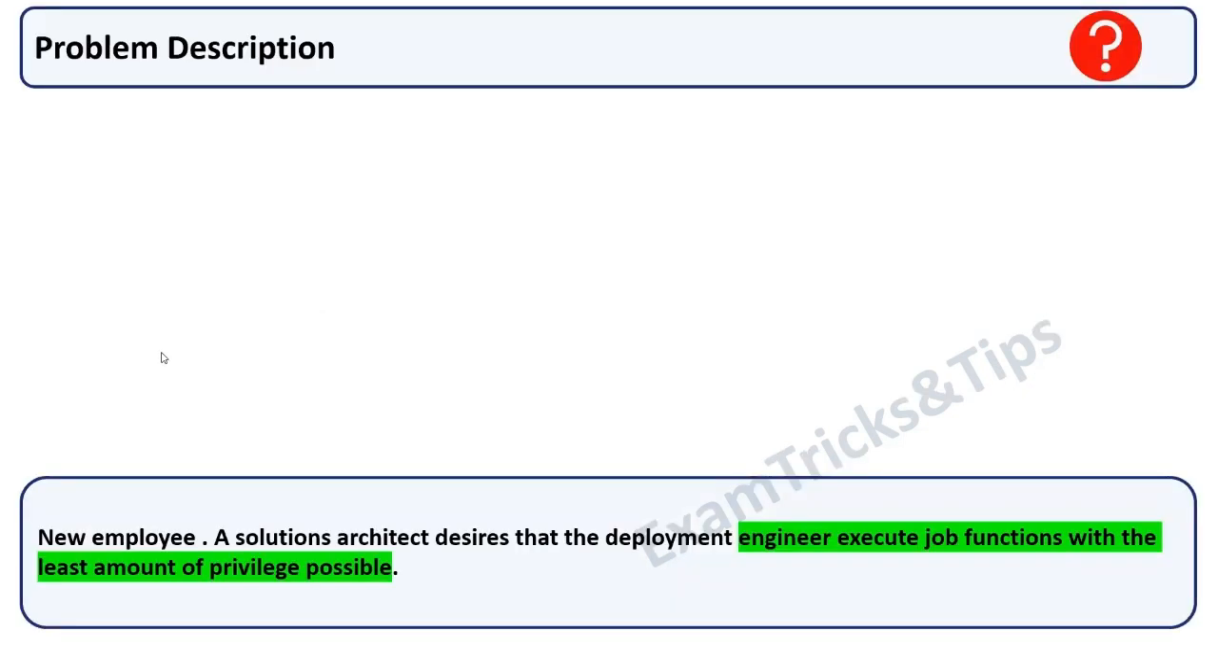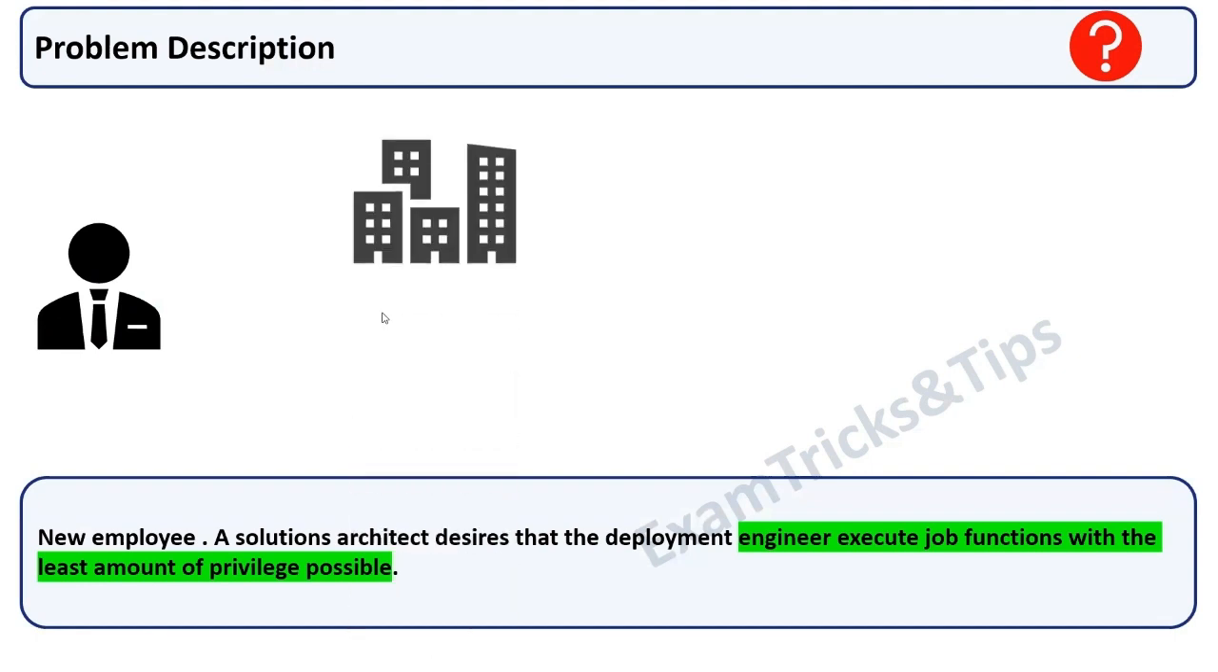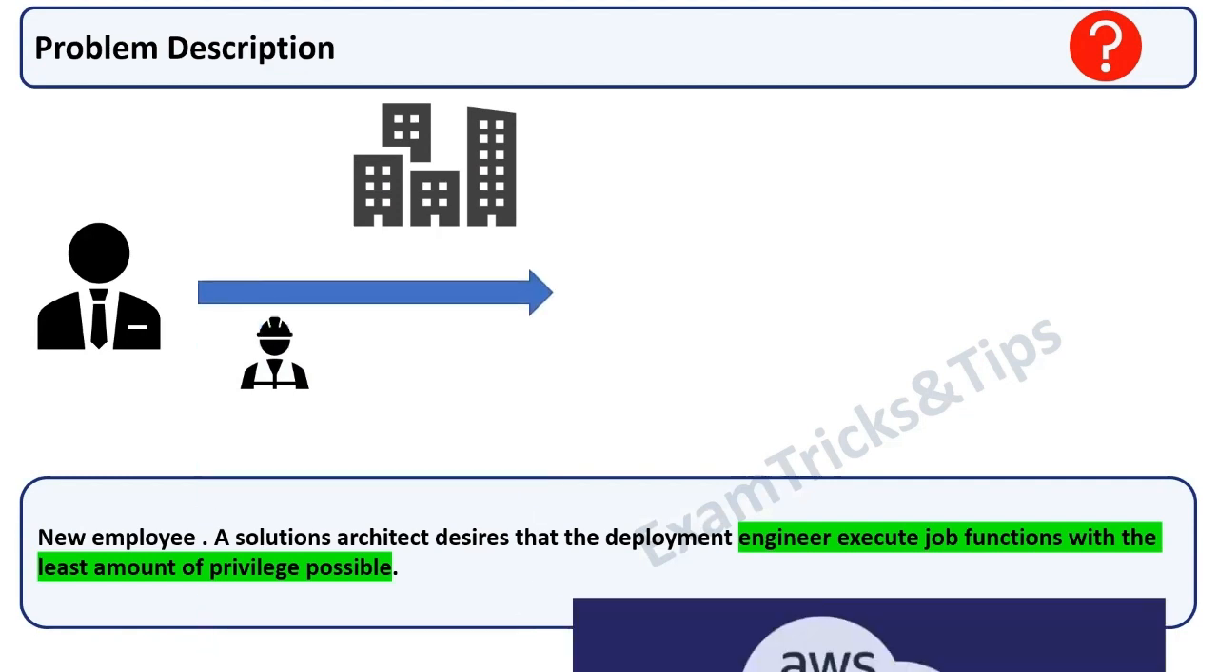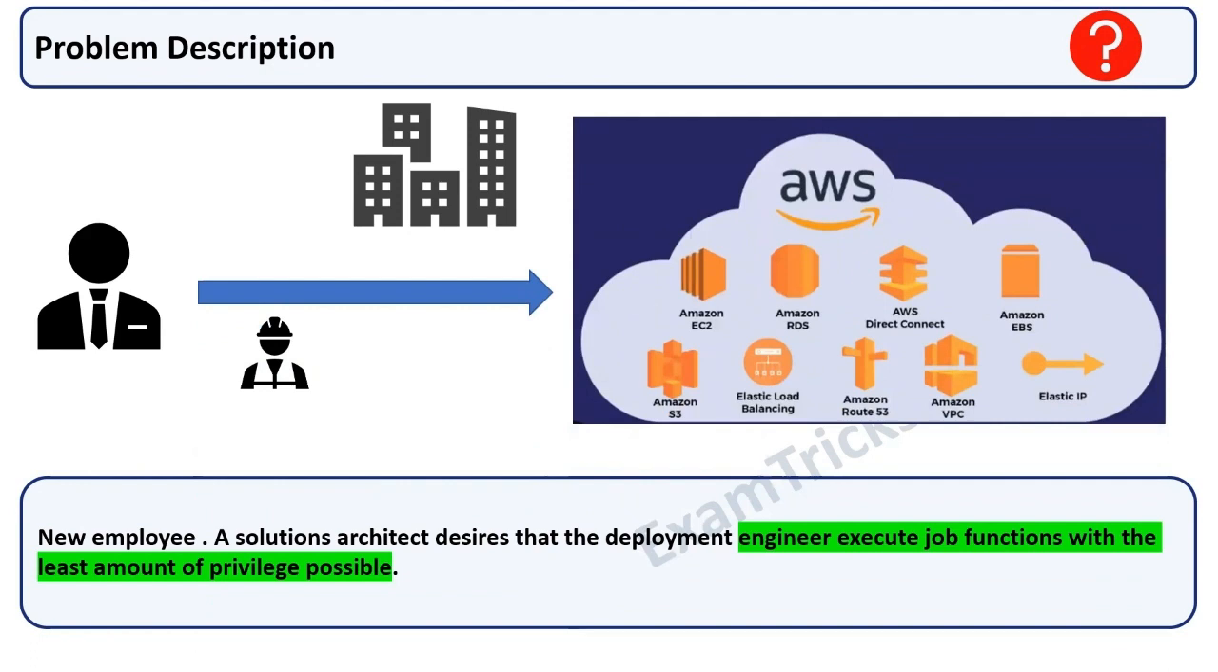So let's understand the problem description here. We have a new employee who joined this organization, and as an administrator, we need to give him access to our resources, AWS resources in this case. We are trying to figure out what level of access we need to give this deployment engineer. One of the guidance they have given, which is in fact the guiding principle of how you should be managing identity and access permissions in any situation, is give least amount of privileges possible. Do not give anything more than the person or user needs to do his or her job.